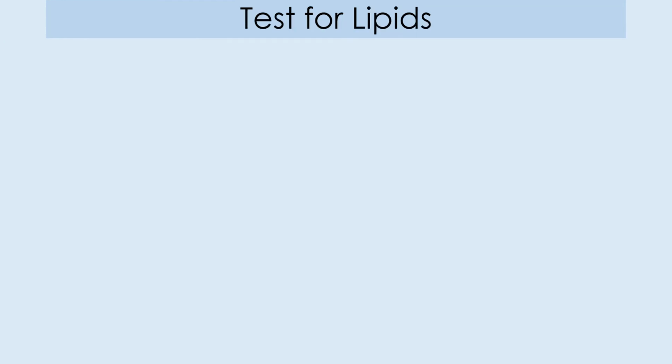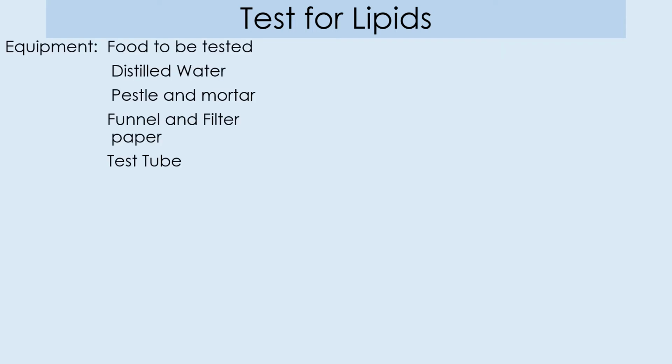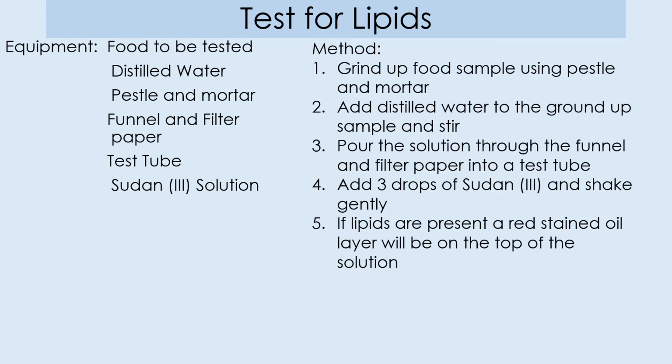Next up, we've got the test for lipids, our last test we're going to be looking at. So again, the same equipment, apart from this time our reagent is Sudan III solution. Sudan III is very flammable. So method exactly the same, but this time we're going to add 3 drops of Sudan III and then we're going to shake it gently to give it a little bit of a mix. If we've got lipids present, we get a red stained oil layer at the top of the solution.